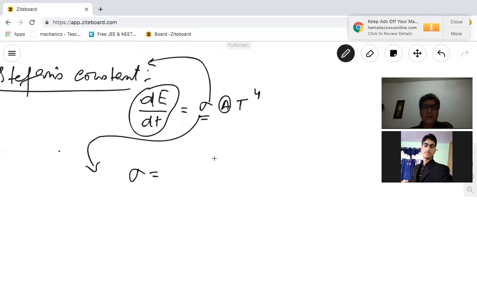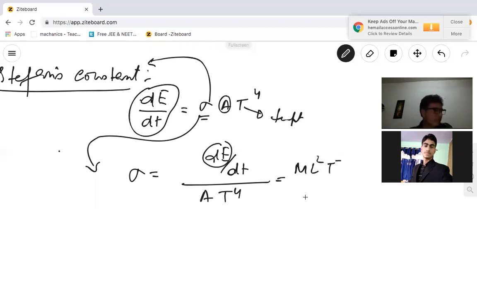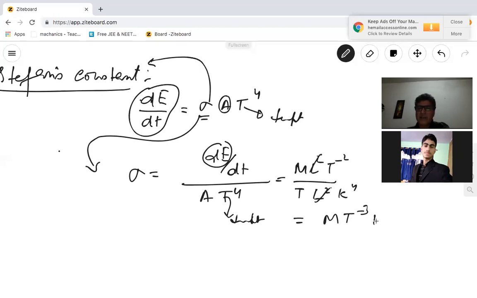Sigma is dE by dt whole divided by A T^4. But this T is temperature. So I will write dE, that's energy, that's M L^2 T^-2. And what about this dt, that is time. This is A, area, that is L^2. This T^4 is K^4 basically, because this is temperature. Now M gets cancelled. T goes up and makes T^-3, Kelvin^-4. That is the answer.